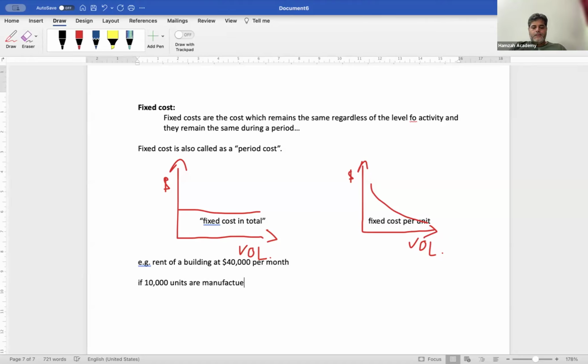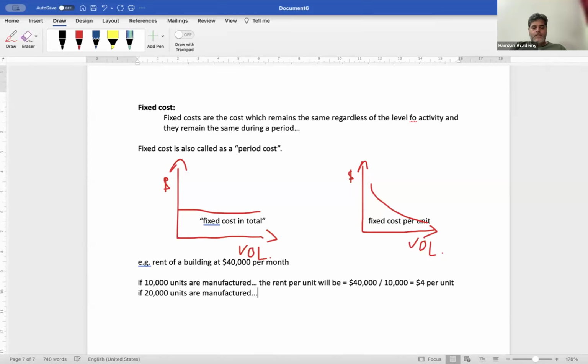The rent per unit will be 40,000 divided by 10,000, that is going to be $4 per unit. If 20,000 units are manufactured, the rent per unit will be 40,000 by 20,000, that is going to be $2 per unit.